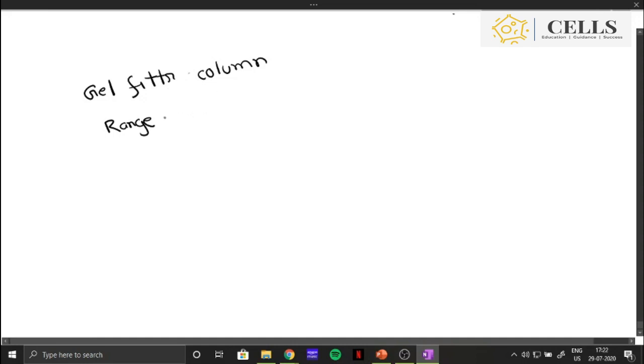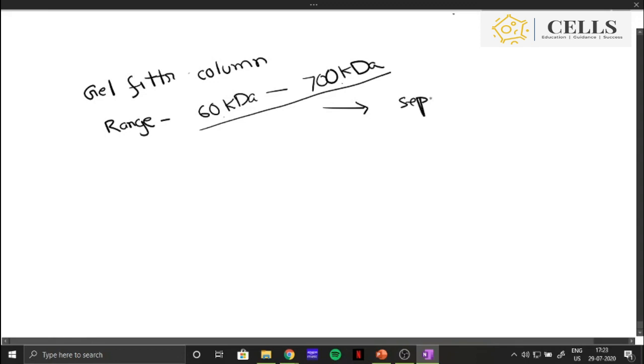For example, gel filtration chromatography columns have a range, for example, 60 kDa to 700 kDa. These are the molecular weight cutoffs. These molecular weights can be separated using gel filtration chromatography. Different columns have different ranges. It can be 60 to 700, it can be 5 to 10, it can be 50 to 5000, anything. So this is the range.